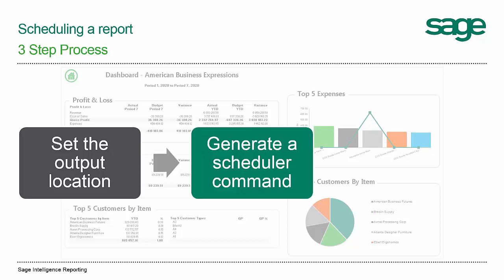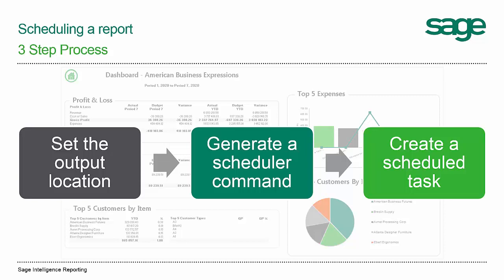Next, we will generate a scheduler command. A scheduler command is the code that Windows will use to run the report. Lastly, we will create a scheduled task, adding our scheduler command and setting the time and frequency when my report will be run. Once we have created the task, we'll also look at how we can include distribution so that the report can be shared with the people we want simultaneously.